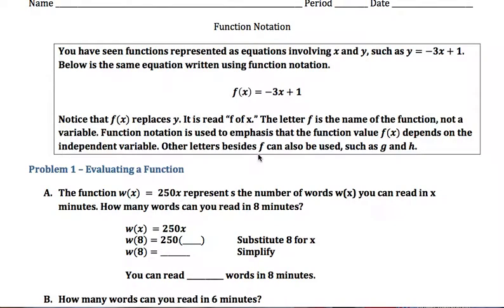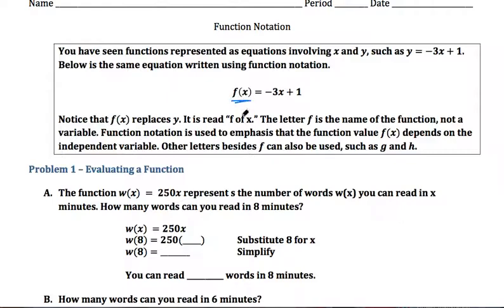Hello again. In this lesson, we're going to be talking about something called function notation. Notation is a word that means a way of writing something. So we're going to be talking about a way of writing functions. We have seen functions represented as equations involving x and y, such as y equals negative 3x plus 1. That is one way we can write an equation, but below is the same equation written using function notation. Now, it's important that you know how to read this.